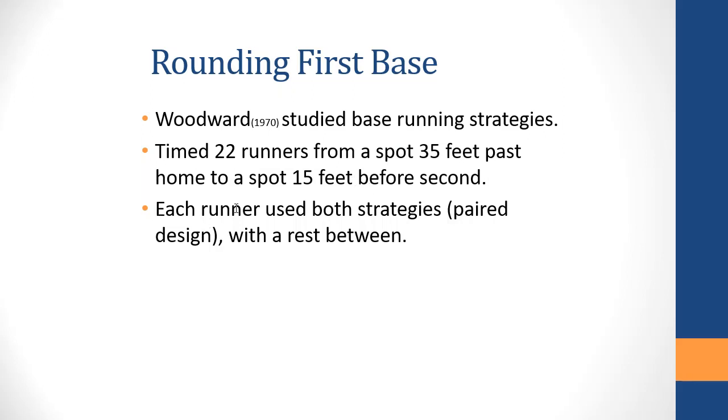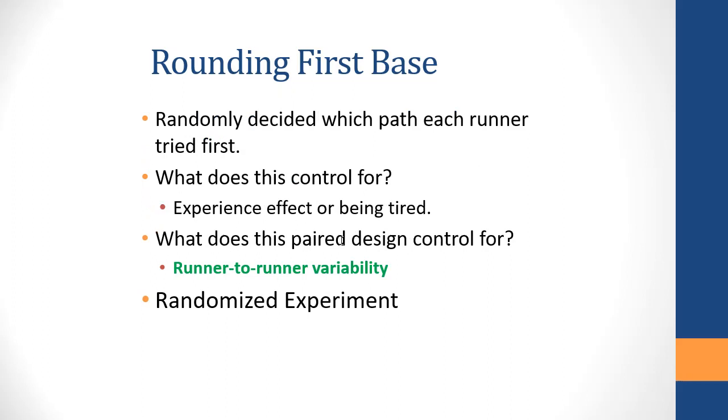And they had runners use both strategies. Notice this is setting up a paired situation because the same runner runs both routes with a rest in between so that they're not more tired. And the other thing they did was they flipped a coin to see whether they would run the narrow path or the wide path. That way some runners ran the narrow path first, some runners ran the wide path first. So hopefully any variation in choosing which one they ran first got averaged out between the two groups.